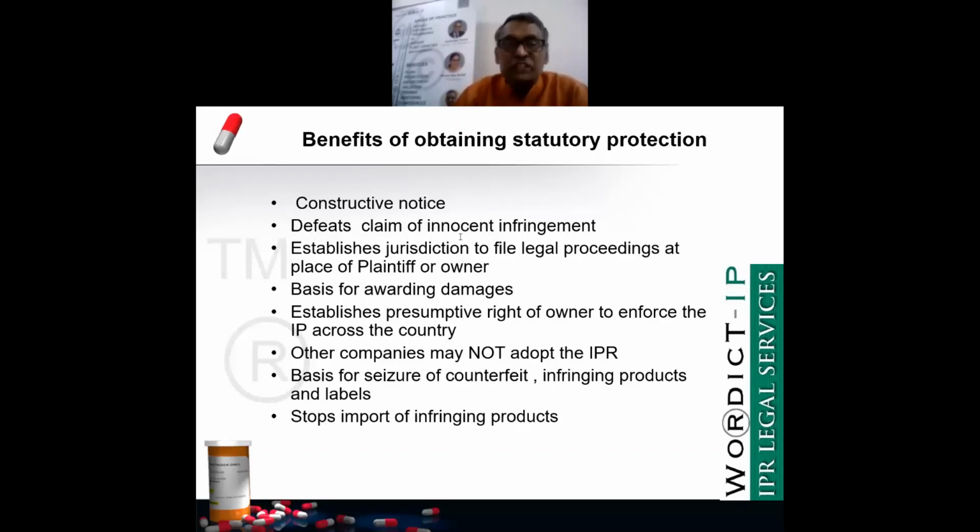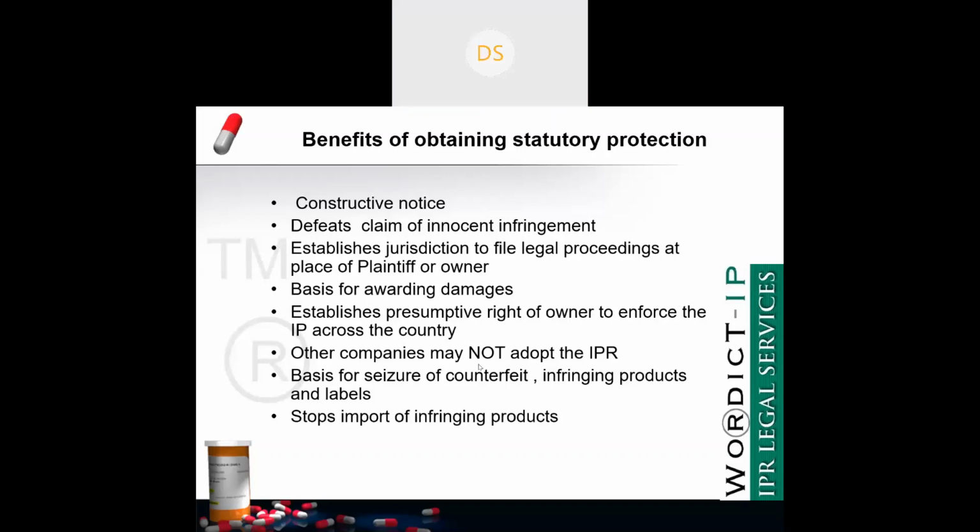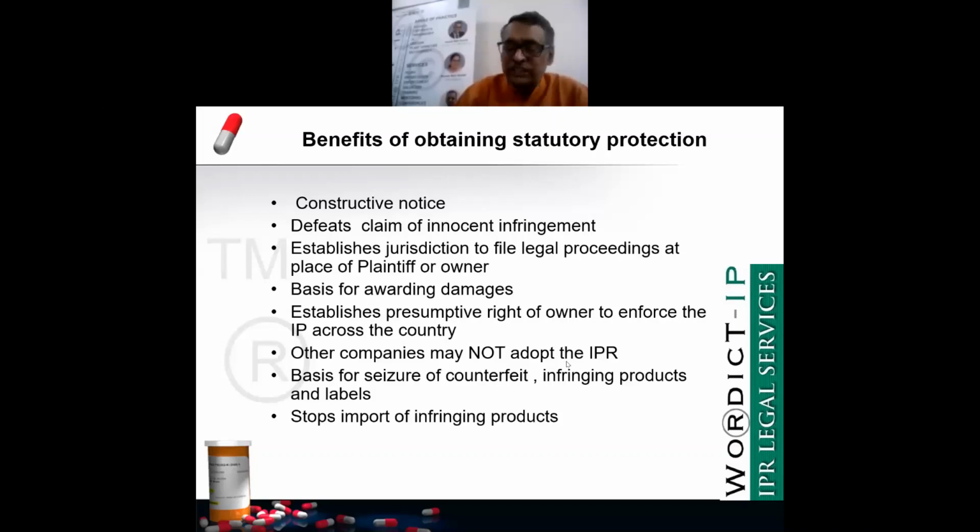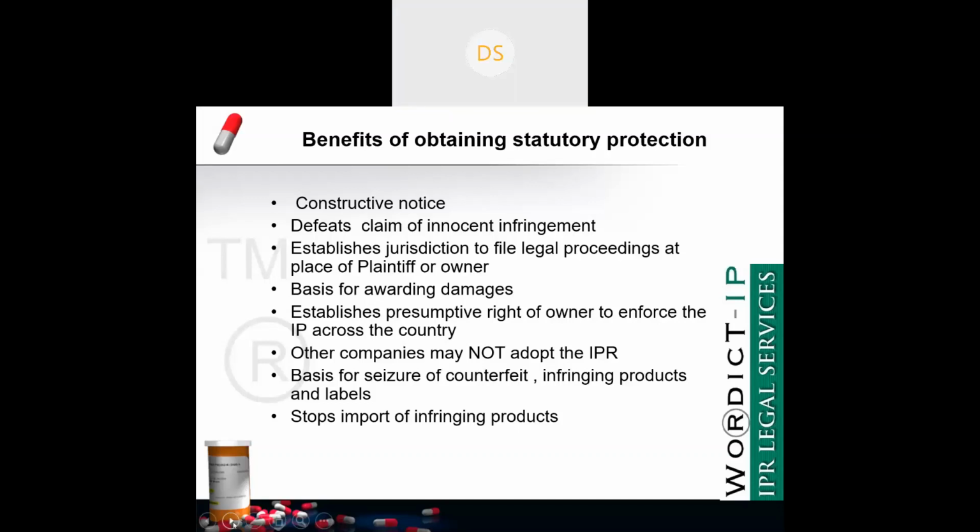Then it defeats the claim of an innocent infringement. Though there are judgments, which I will deal with at the end of the PPT, which say even if there is an innocent infringement, still courts have to grant an injunction. So this claim of innocent infringement is defeated when you have a statutory protection. Then it establishes the jurisdiction to file legal proceedings at the place of the plaintiff or the owner.